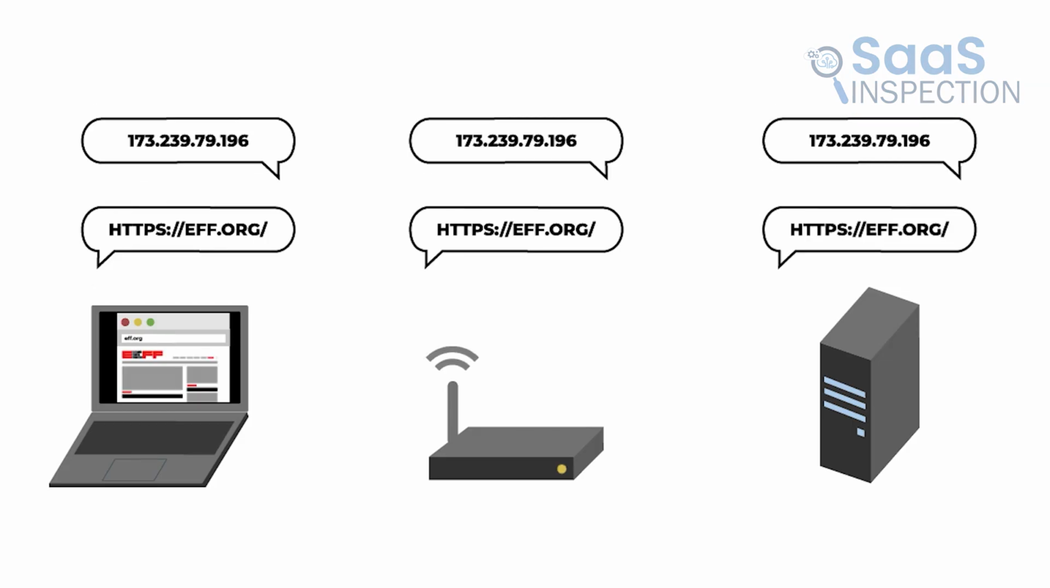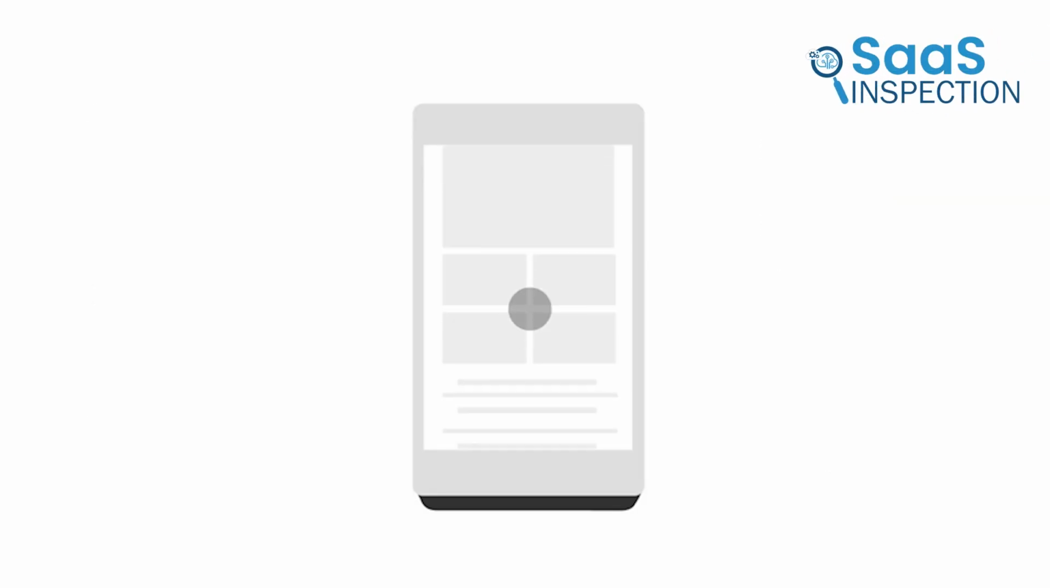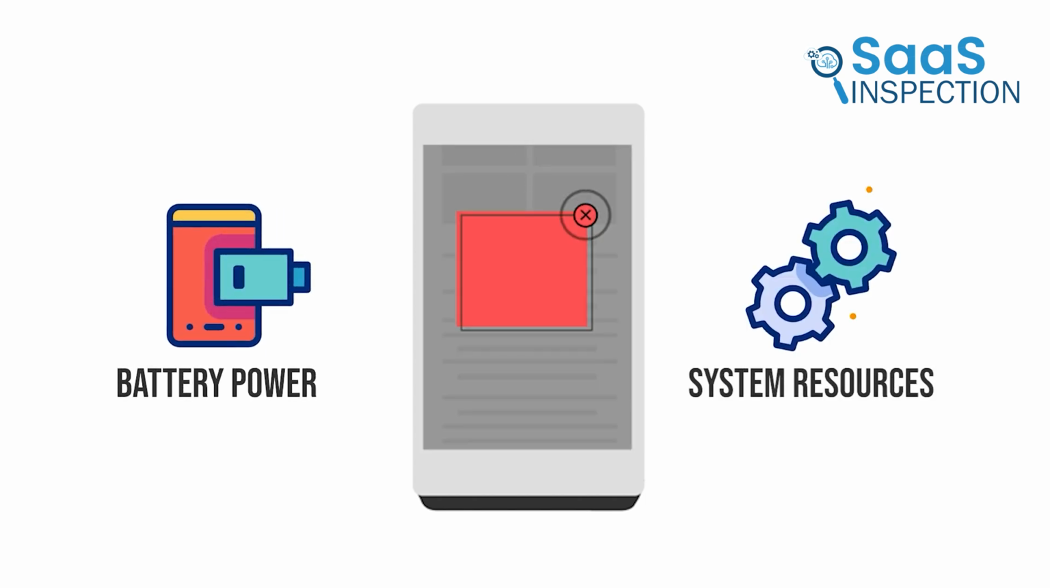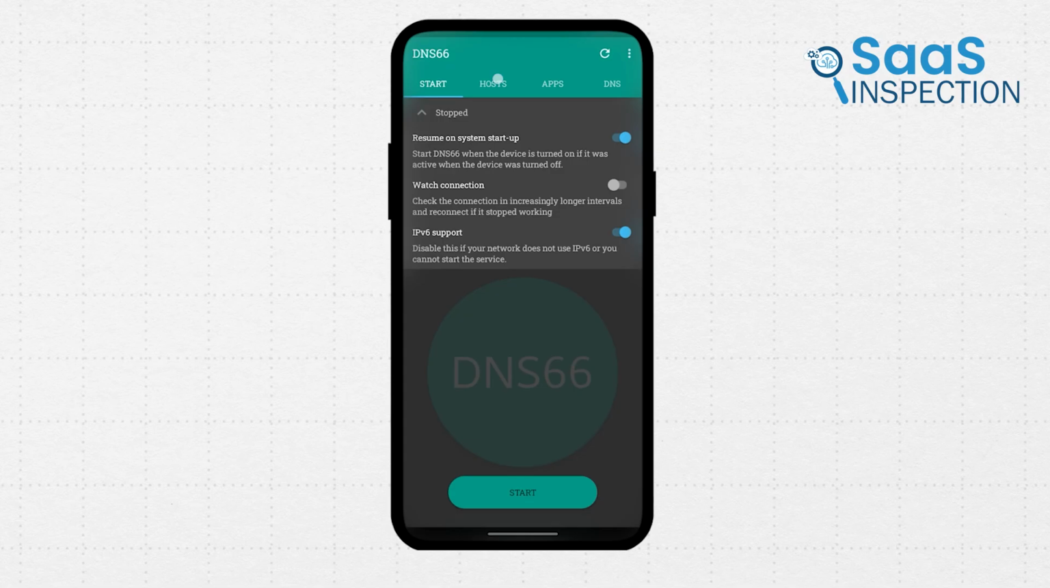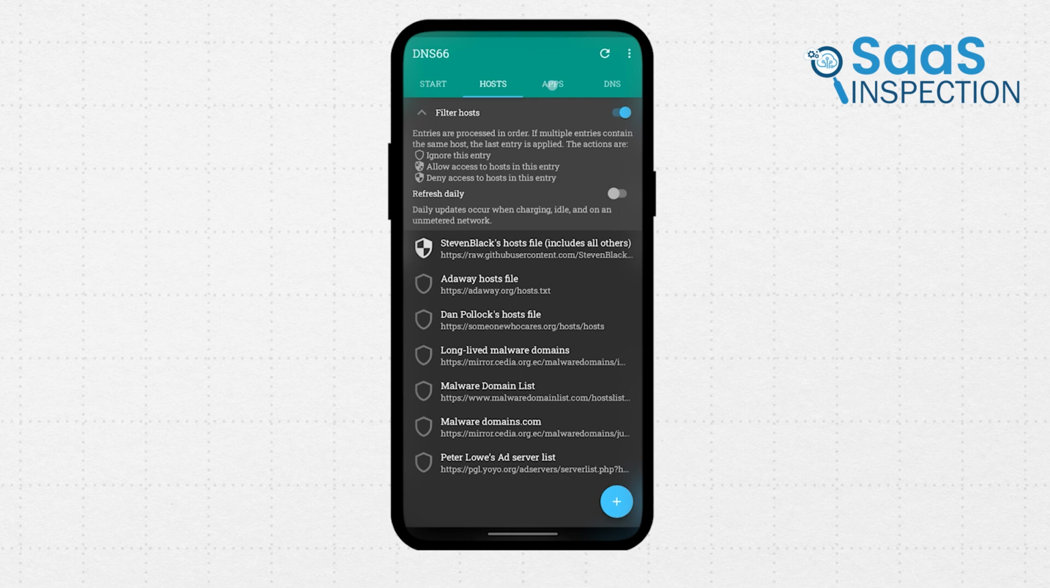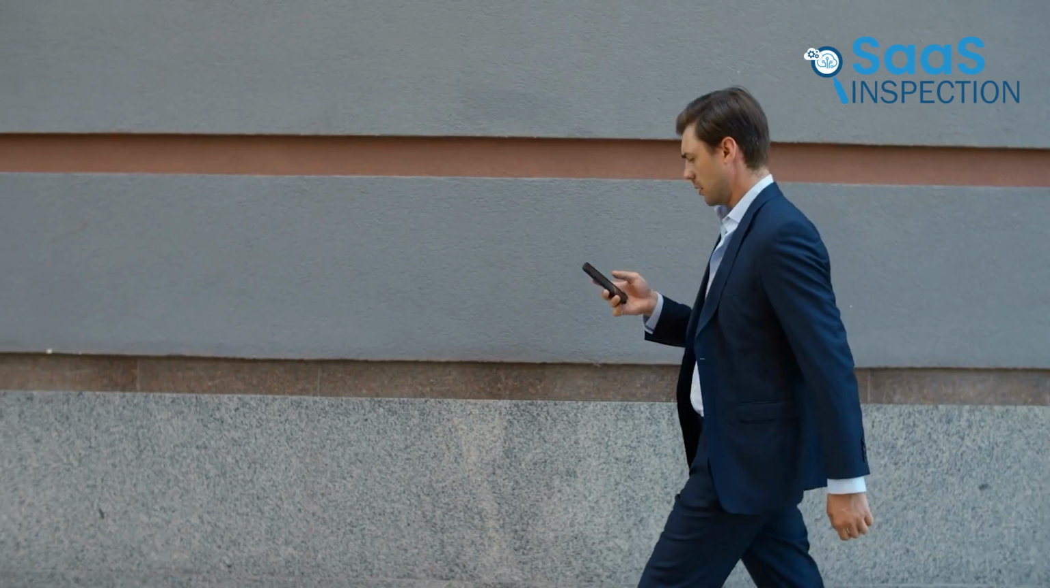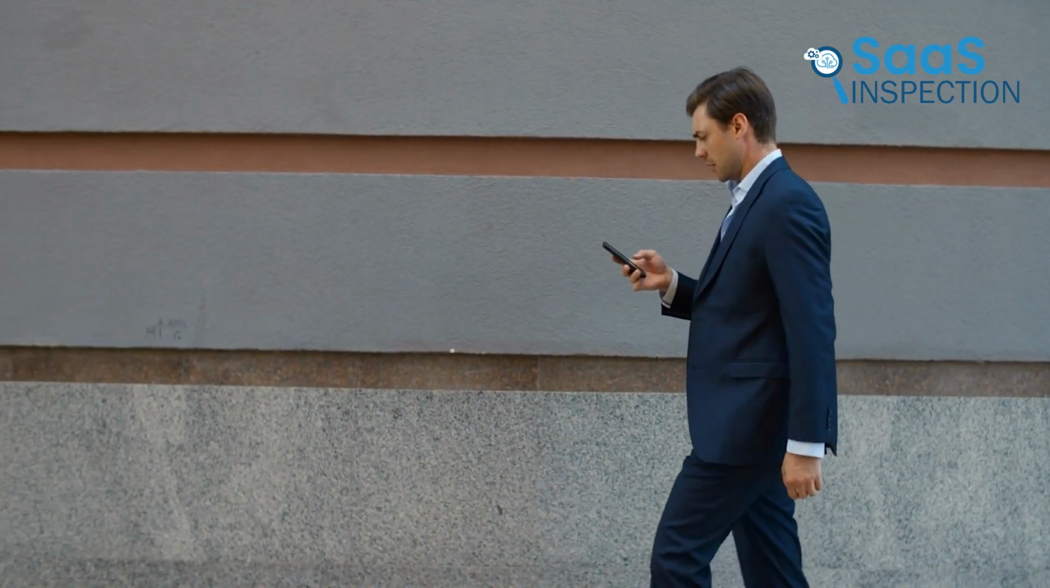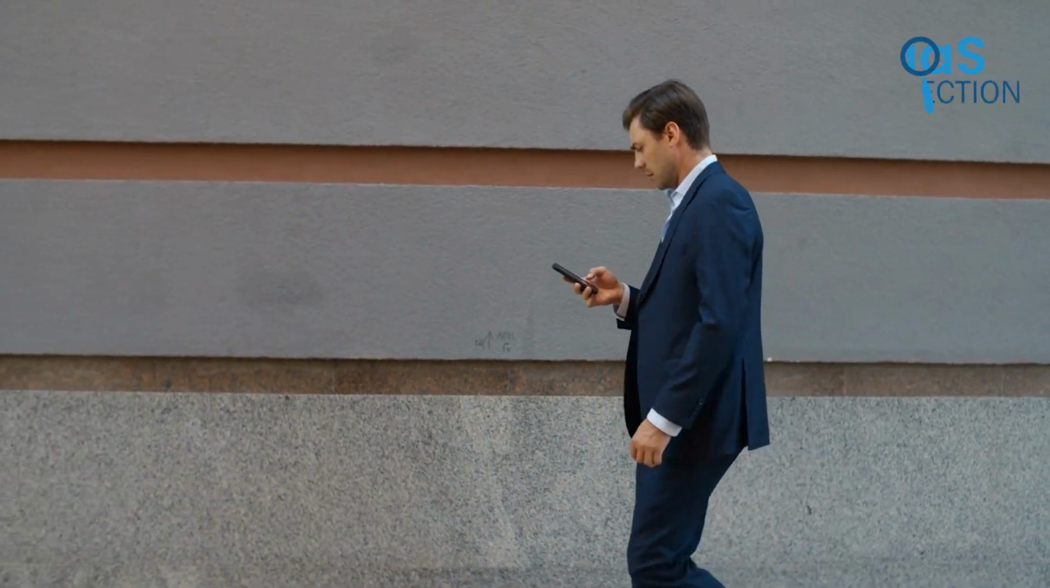Because it only blocks ads at the DNS level, it consumes very little battery power and system resources compared to other ad blockers. You won't notice any significant slowdowns or battery drains while it's running in the background. This makes it a great choice for users who want to block ads without compromising their device's performance.